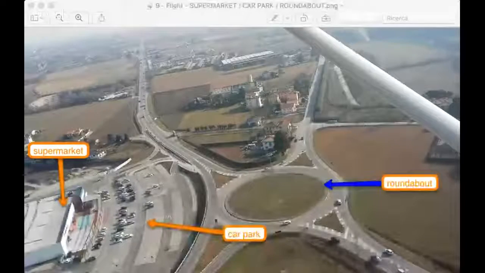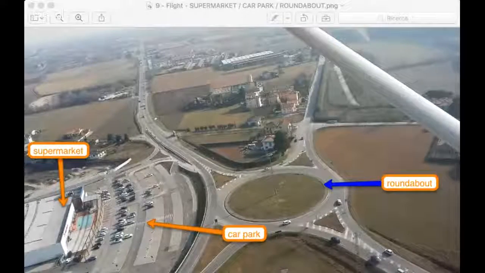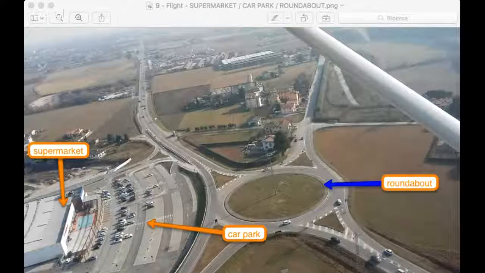I think I have one more picture to show you. This is the last of the series. So here is a larger roundabout in front of a car park and a supermarket.